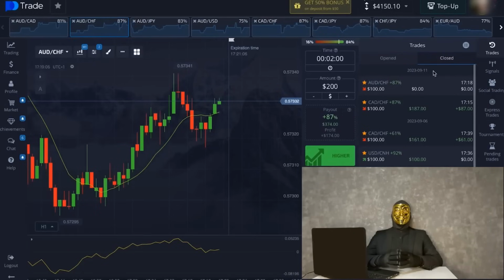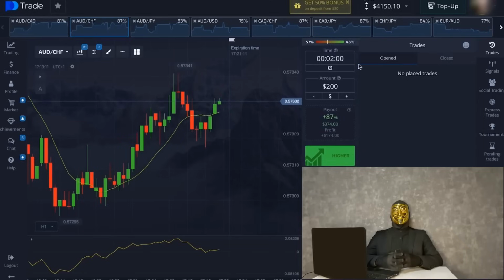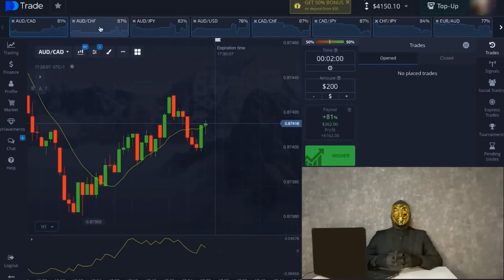Actually, you just need to work on your trading strategy and not deviate from it, as well as comply with risk management. Well, a small digression, and so we'll look further.